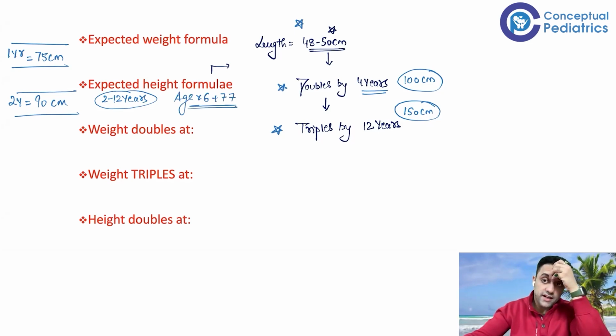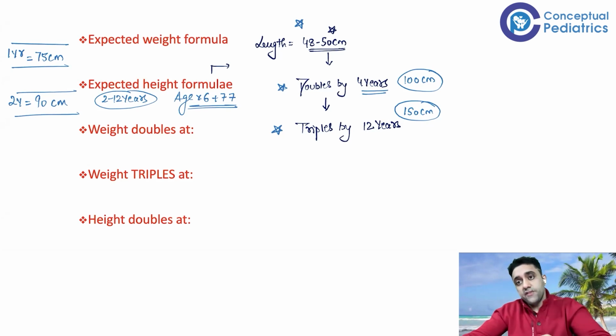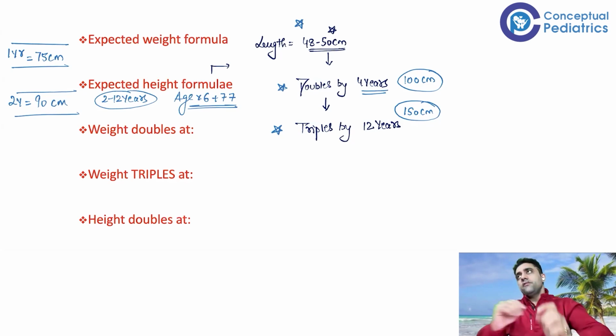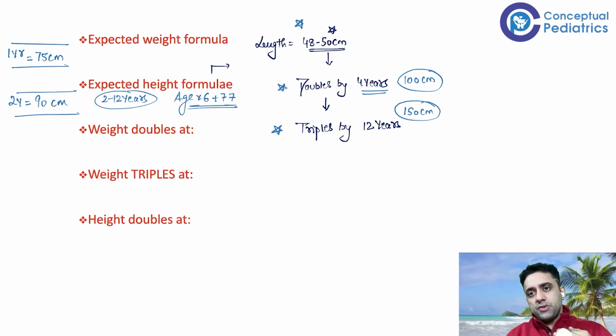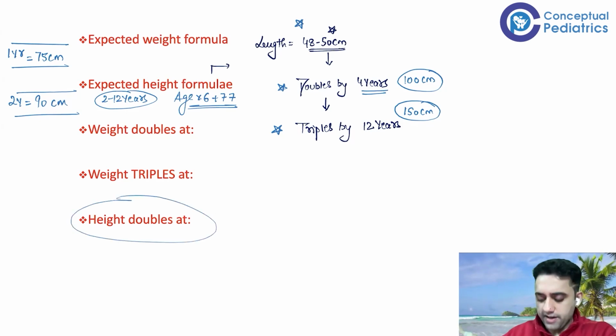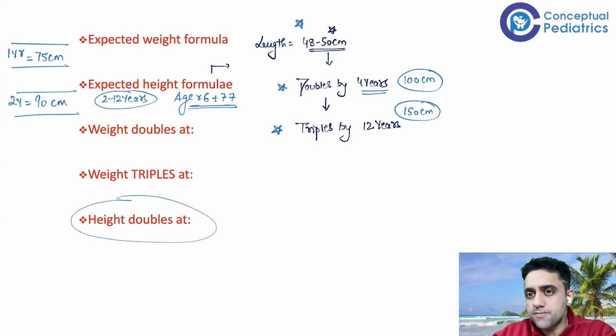Okay, all these formulas are really important. So very basics, very basics. You can't do bad things in basics, okay? So I'll repeat again the expected height formula for 2 to 12 years. It is age into 6 plus 77. So this is the formula to calculate the expected height of a baby from 2 year to 12 year. So that finishes one point, that height doubles by 4 years and triples by 12 years.